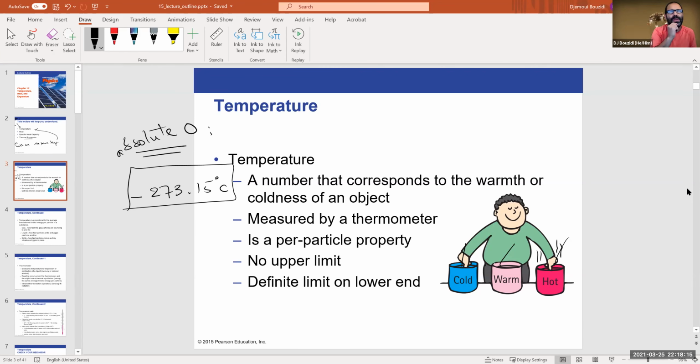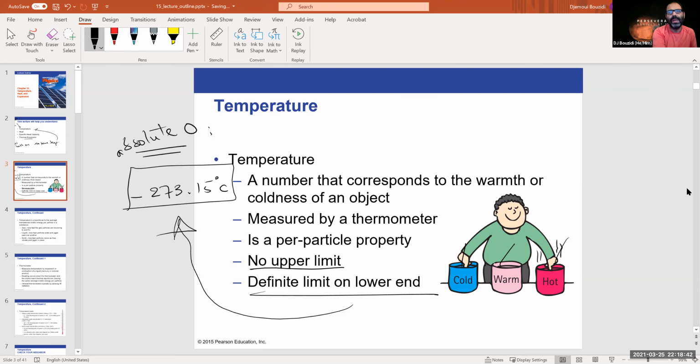Now, there is absolutely no upper limit to it. The temperature in the heart of the sun, for example, is about anywhere between 20 to 100 million degrees Celsius. Other stars could be double that much in their core. So the temperature can be super, super high. So it has no upper limit that we know of, at least, but it has a lower limit, and this is the limit for it. It cannot be colder than this number.